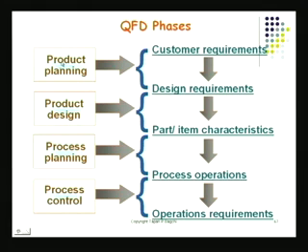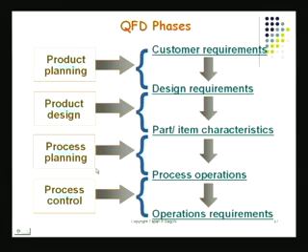For example, when I'm doing product planning, I would take direct requirements of the customers and I'll come up with design requirements. That is something I could do by going through this process of doing product planning. When I come to product design, I'll look at design requirements and I'll come back with specifications, parts and the item characteristics.